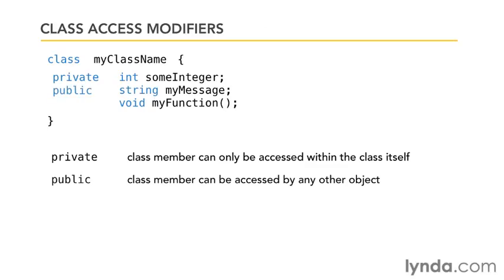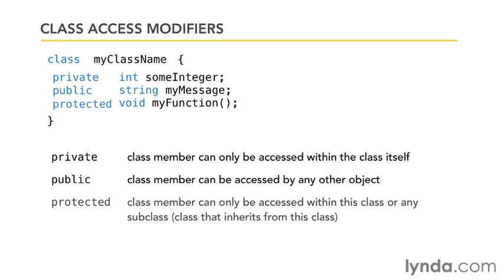The next one is public. A public class member can be accessed by any other object that uses the class. And this is why I was using the public keyword in the previous example, so that our code could consume that particular member of the class. The next one is called protected. A protected class member can only be accessed within this class or any subclass. In other words, a class that inherits from this class. So we've got private, we've got public, and we've got protected.